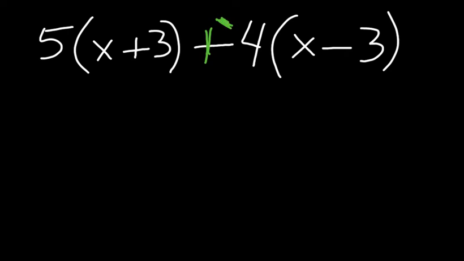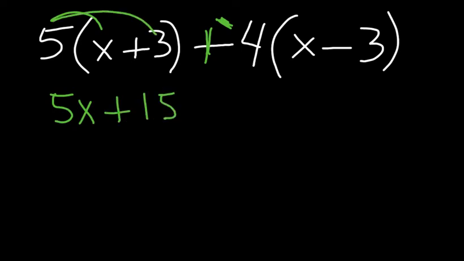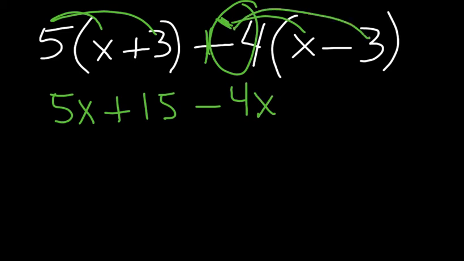So that means when you distribute 5 times x, 5x, 5 times 3, plus 15. Then negative 4. Negative 4 times x is negative 4x. Negative 4 times negative 3 is plus 12. So you have to always account for the minus sign in front of a number that's going to be distributed.